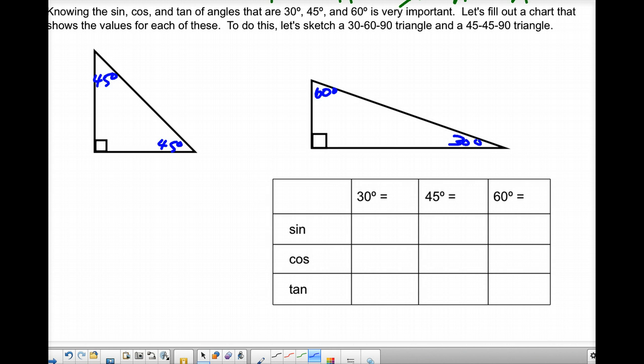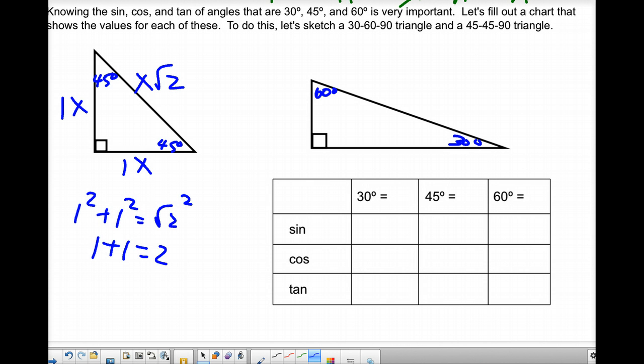The pattern for 45, 45 is simply x and x. It's an isosceles, so those got to be the same. You got two angles that are the same, so it's isosceles. And then the other one has to be x root 2. I said it has to be because you can apply the Pythagorean theorem to that and show that 1 plus 1 is 2.